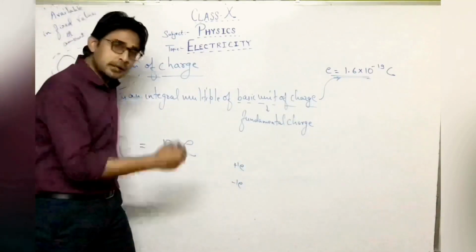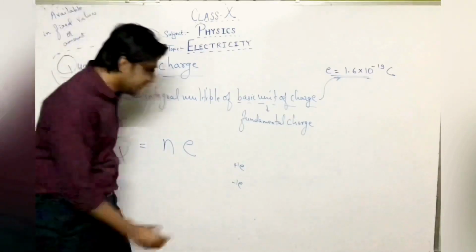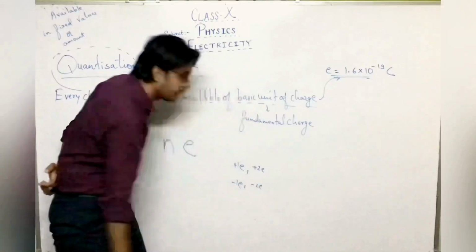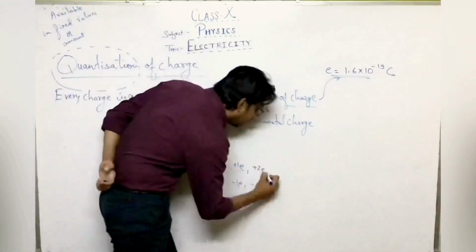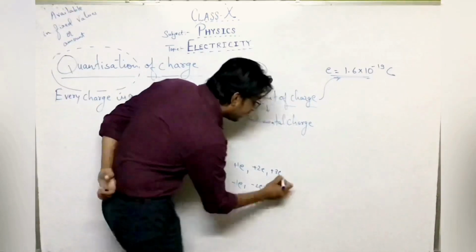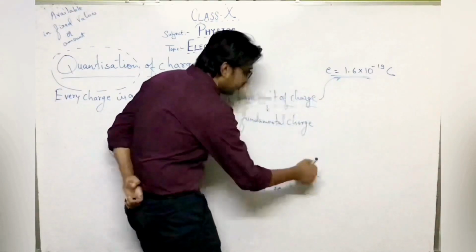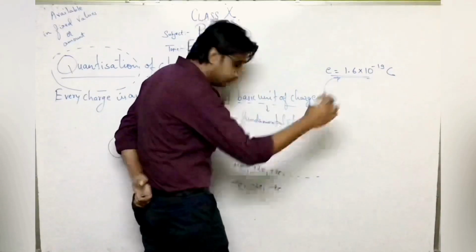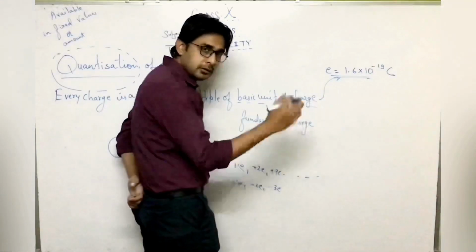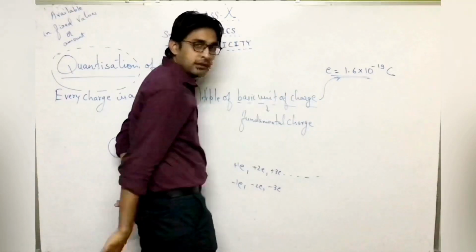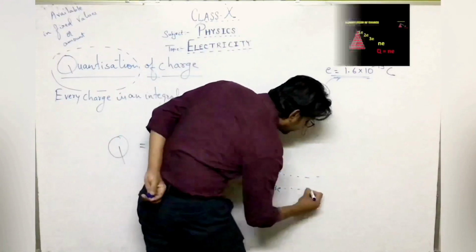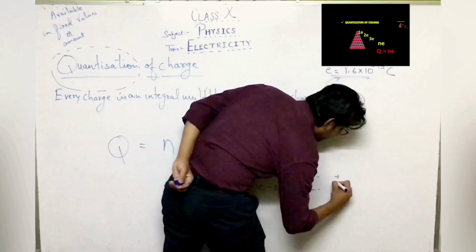The next bigger value of charge is plus 2e or minus 2e. Then again plus 3e or minus 3e. It can go on. The number can be 3, 4, 5, 6, 7, 8, 9. It goes on. And minus 3, minus 4, minus 5, it can go to the negative side, to whichever infinity value. So in general form we can write plus minus ne.